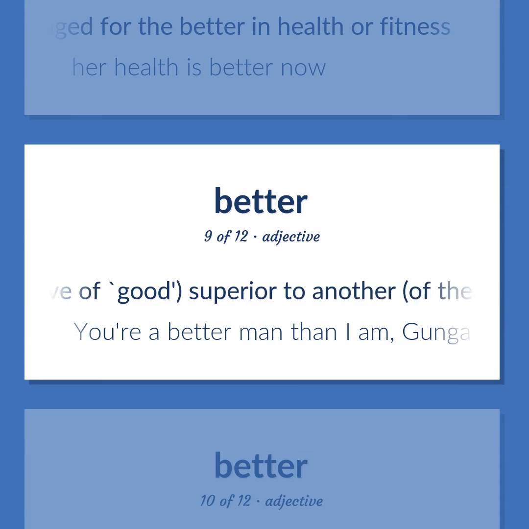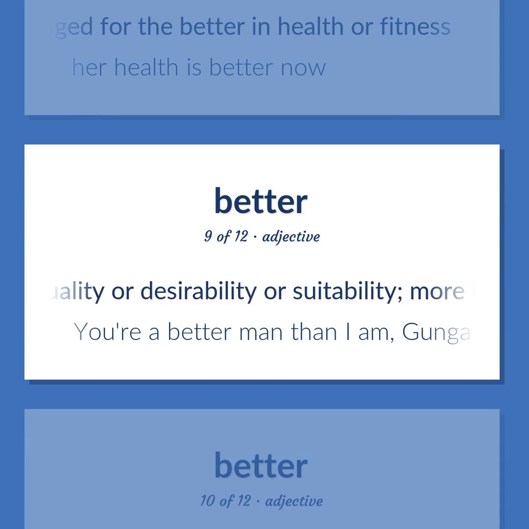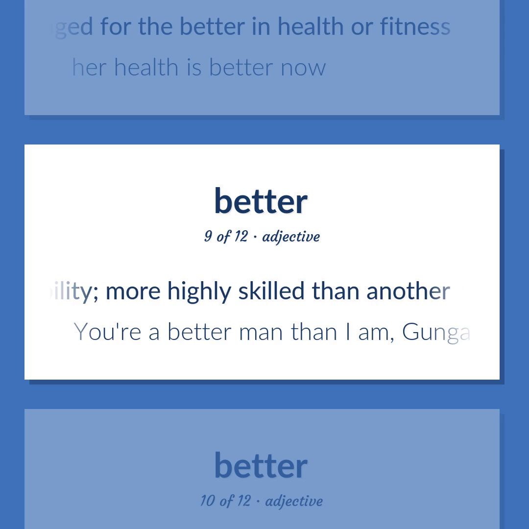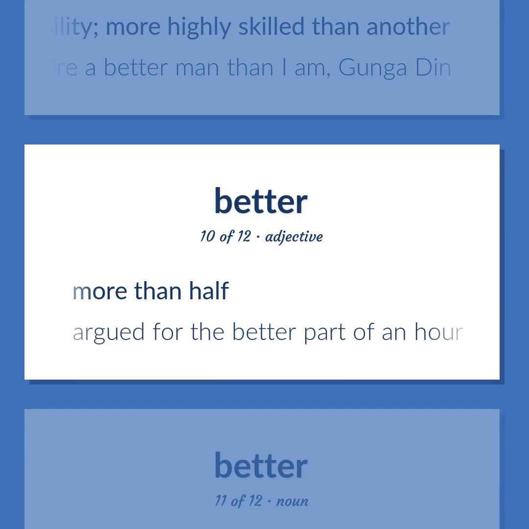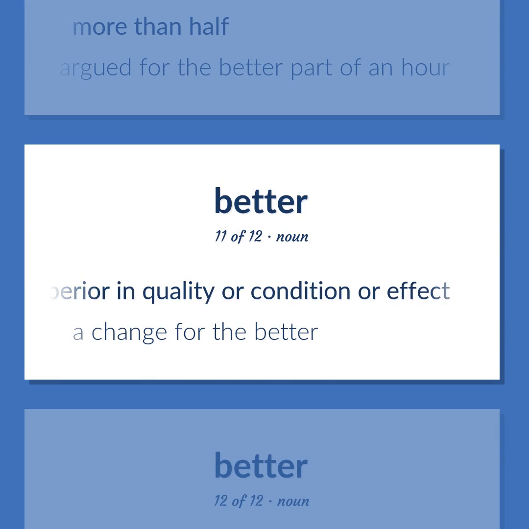Comparative of good, superior to another, of the same class or set or kind, in excellence or quality or desirability or suitability, more highly skilled than another. You're a better man than I am, Gunga Din. More than half. Argued for the better part of an hour. Something superior in quality or condition or effect. A change for the better.